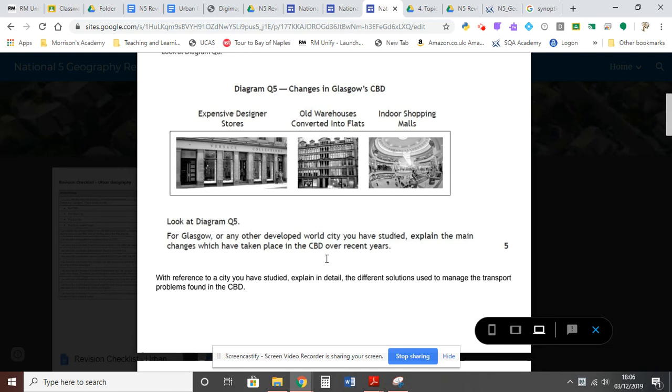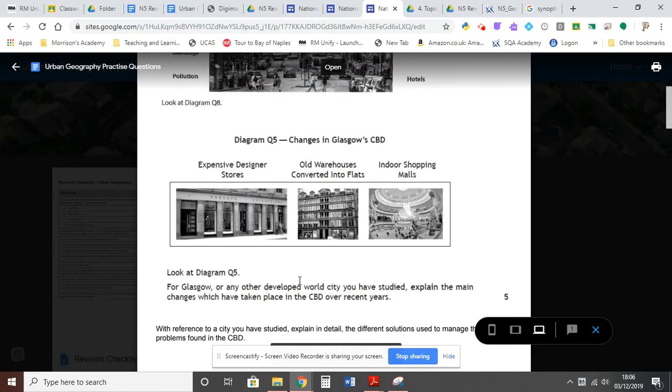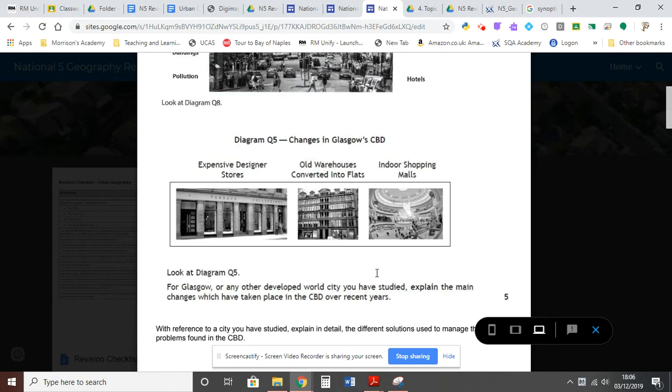Because obviously, if you think about the problems I outlined in the first question, what have they done to resolve those problems? So let's think about, I'll come up with 6 or 7 quick changes that have happened in the CBD and refer them to these photographs that in this particular question have been given as a little help for you to answer the question.